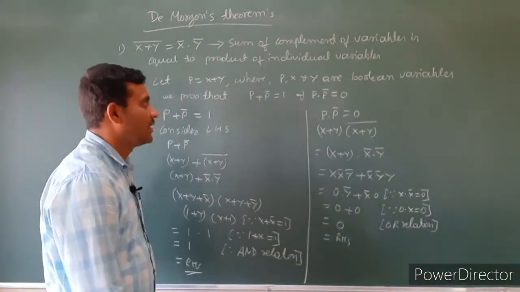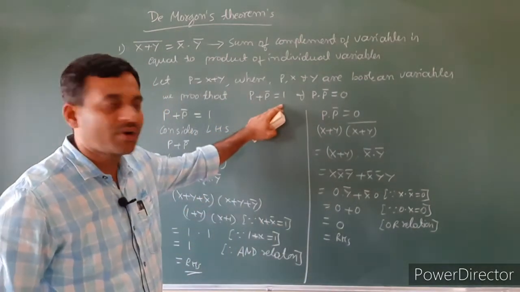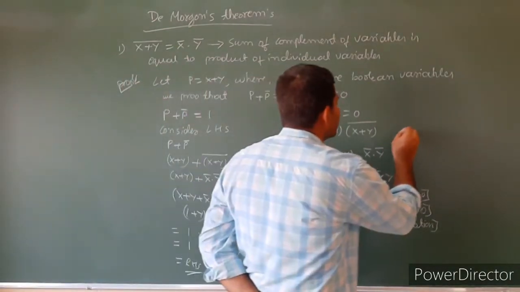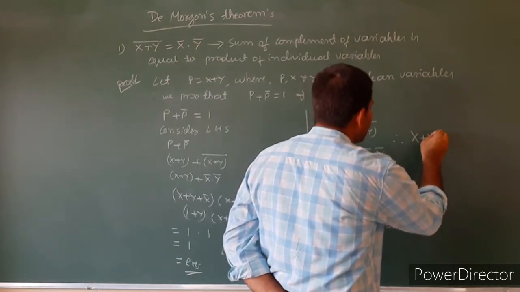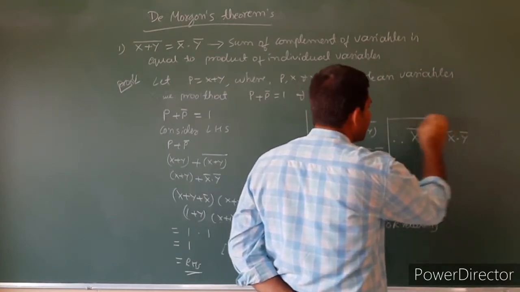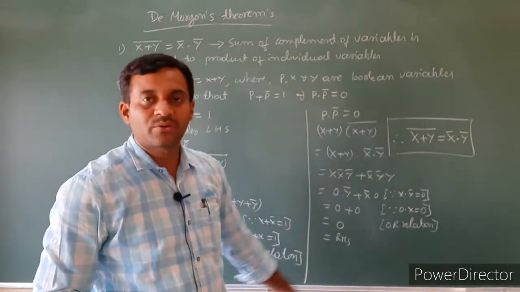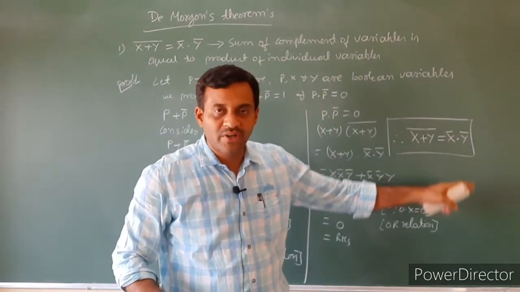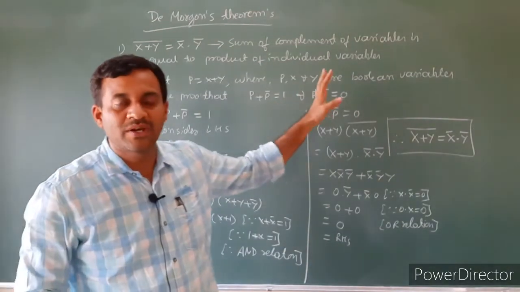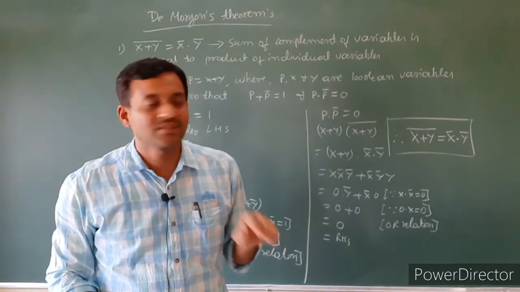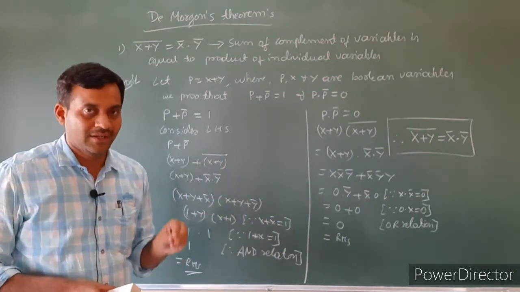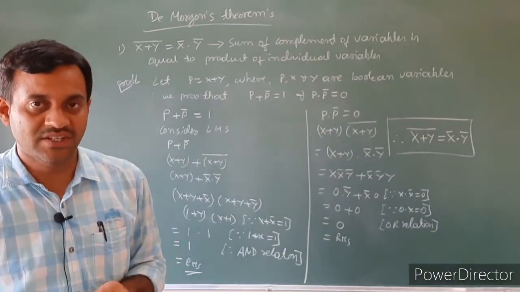What did we prove here? We have to prove that P plus P bar is equal to 1, and P into P bar is equal to 0. Therefore, x plus y whole bar is equal to x bar into y bar. In the place of x plus y whole bar, we replace x bar into y bar. Then the complementarity law, P plus P bar equal to 1 and P into P bar equal to 0, is proved. Hence, De Morgan's first theorem holds. That is the proof of the first theorem. It is important from the point of view of examination.